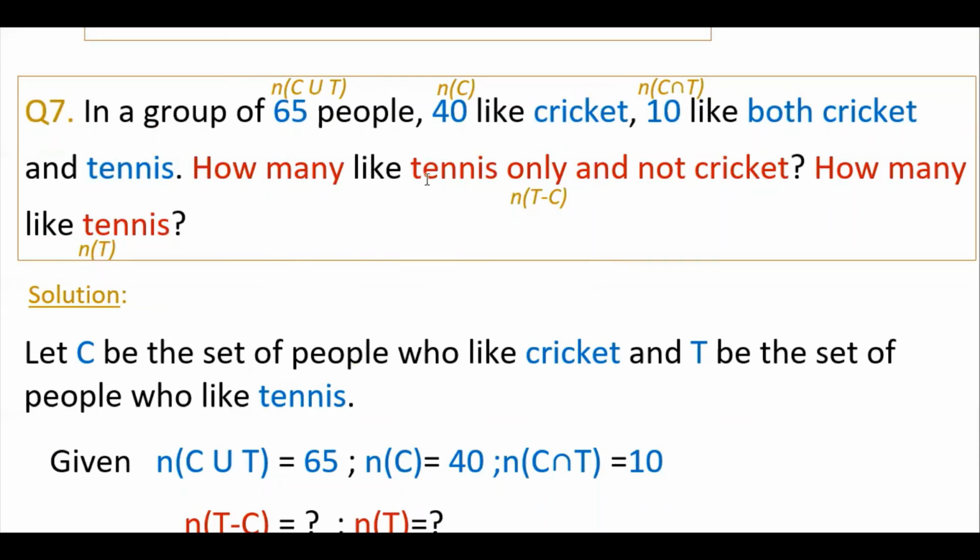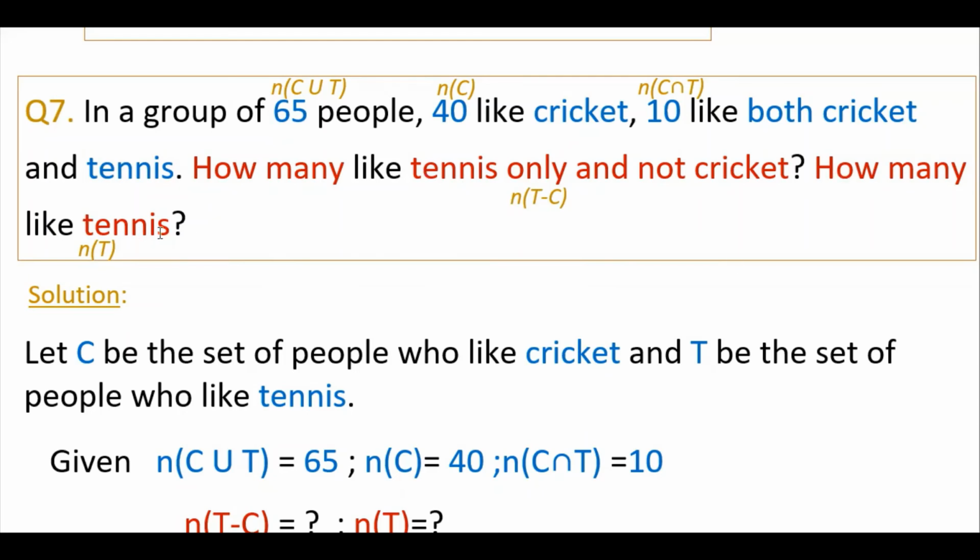And here, how many like tennis only and not cricket? So you have to exclude cricket. That means you have to exclude C. Cricket means C. So you have to find N of T minus C. Only tennis, but not cricket. So you have to exclude only cricket, that means you have to exclude C. You have to include T.